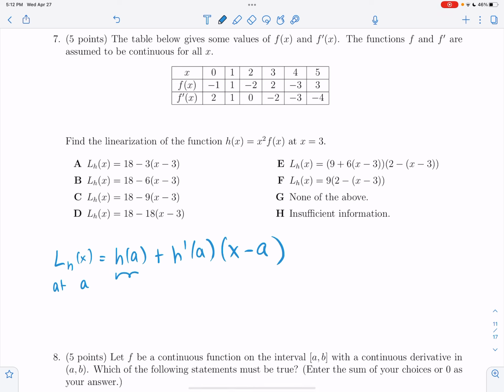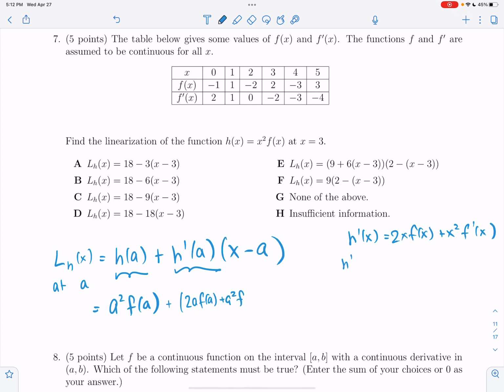Okay, so what will h of a be? It's a squared f of a. What is h prime of a? Well, let's write down what is h prime of x. It'll be 2x f of x plus x squared f prime of x. So it's just using the product rule. So that's what you will have. Times x minus a.